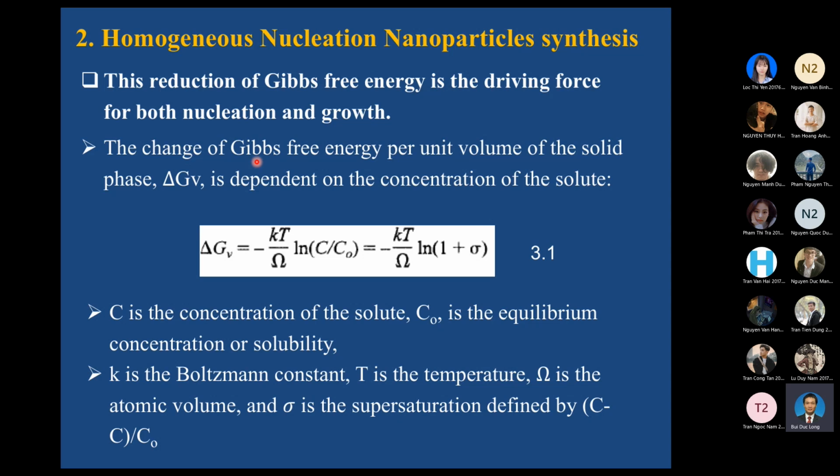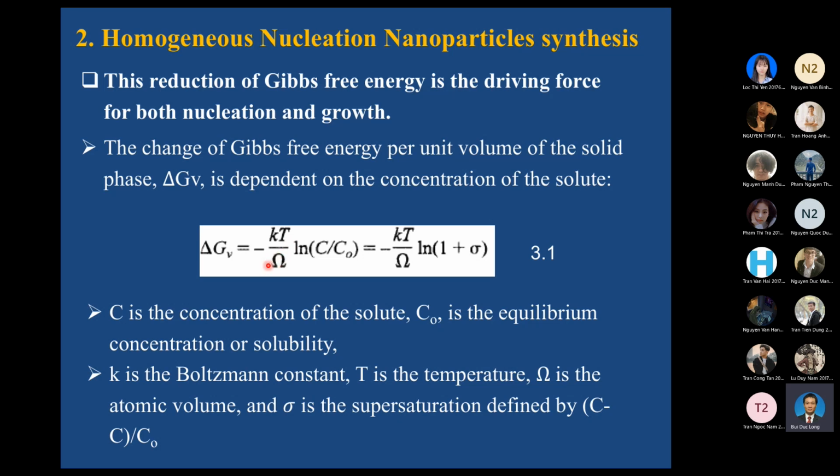The change of Gibbs free energy per unit volume of the solid phase, delta Z, depends on the concentration of the solute. Take note of this one. This is the formula for how the Gibbs free energy relates to the concentration, the temperature, and the volume of the atom.